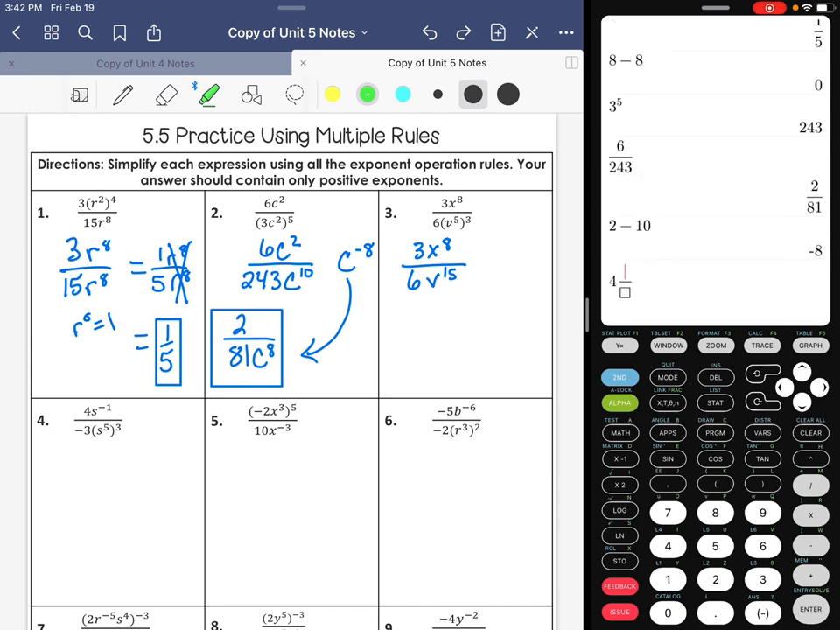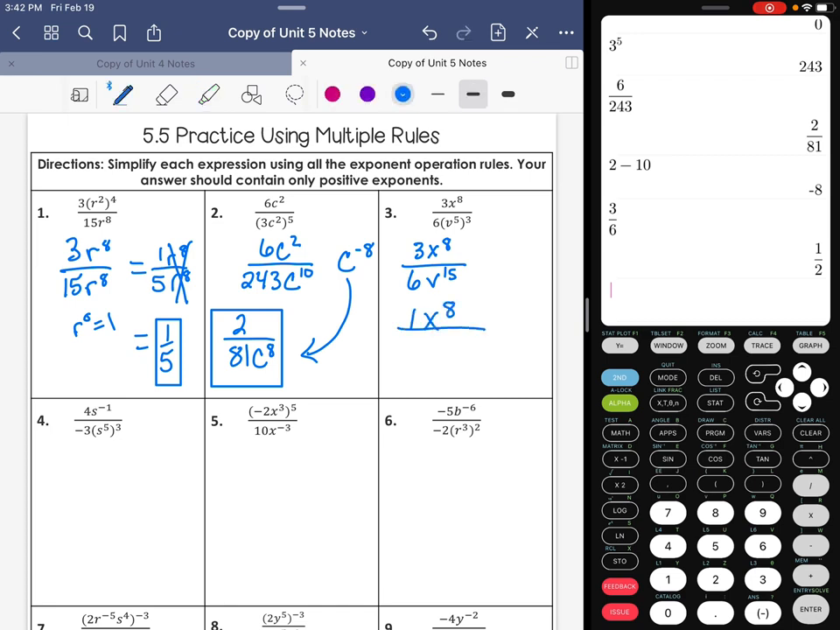Oh, shoot. I don't know where that 4 came from. So 3 over 6, 1/2. And so then I'm going to have, oh, I forgot to change back to a pen. 1x to the 8th over 2v to the 15th. Now, I can't do anything else because x and v are not the same base. So I cannot subtract and divide right here because they are different.